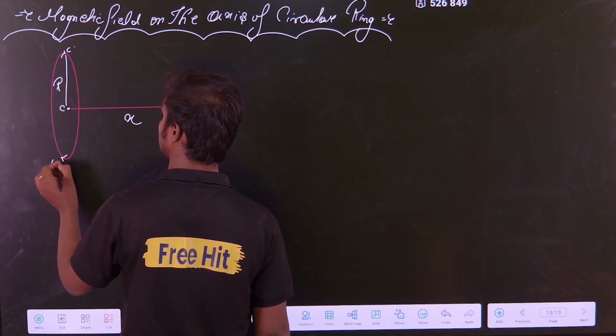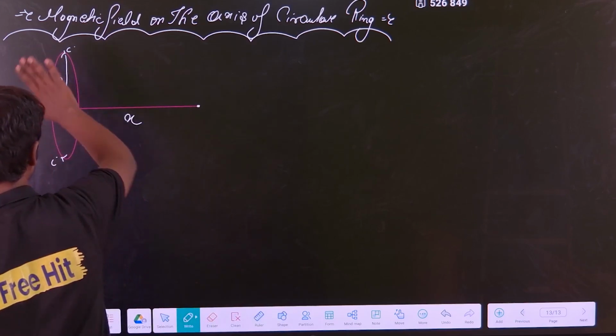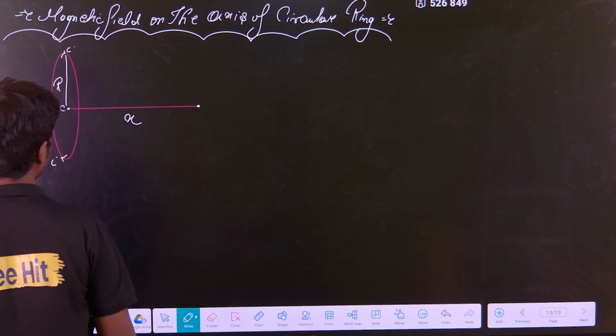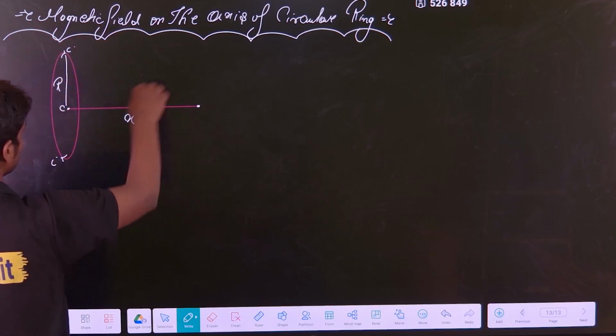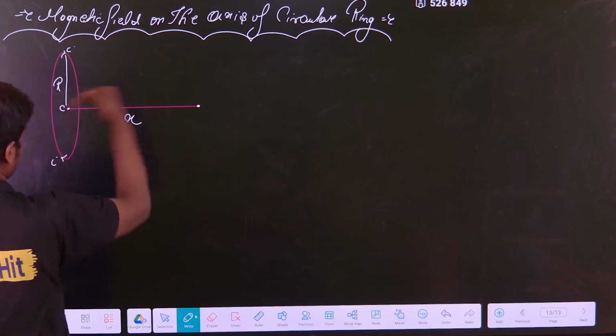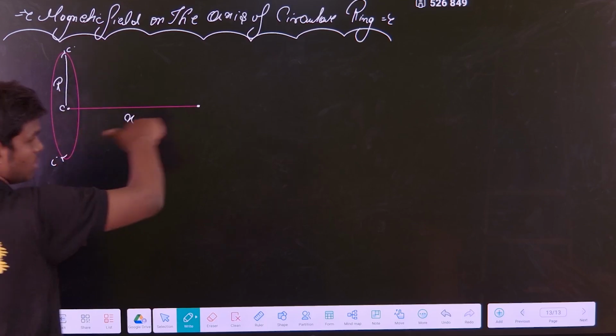Okay, the current is like this. So at this point, if I ask you the magnetic field, how will you calculate? Keep your thumb in the direction of the current and then curl your fingers. If you do this, you will get the magnetic field in this direction. Correct? You can see this also. Thumb is pointing in this direction.